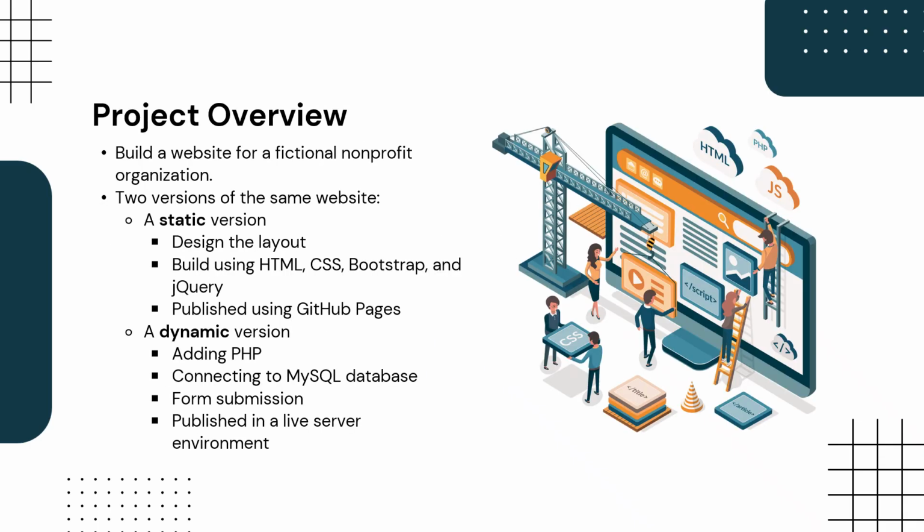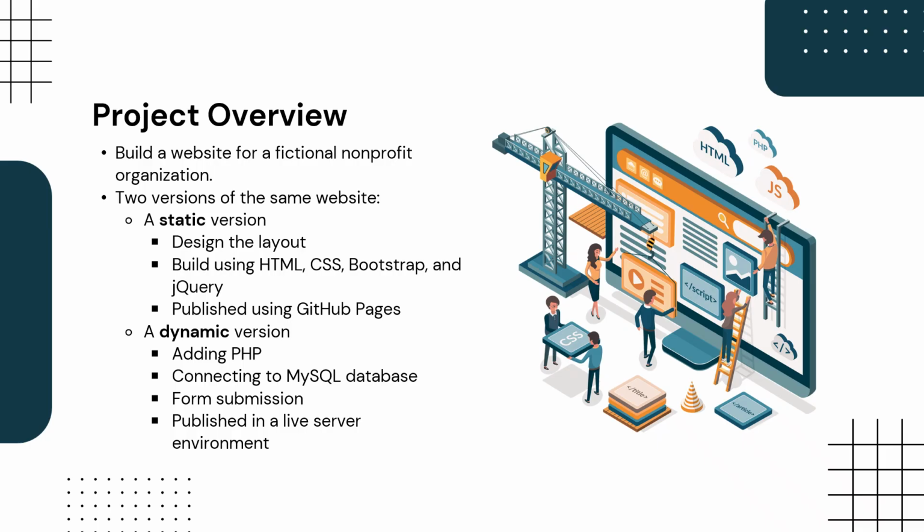So now let's talk about the course project at a high level. In this class, you're going to be taking on the role of a web developer that's going to be hired to build a website for a nonprofit organization. The nonprofit is fictional, but the process is going to be very real. Over the semester, you're going to build two versions of the same website. You're going to build a static version. Remember, we talked about what a static version is. And then you're going to be building a dynamic version.